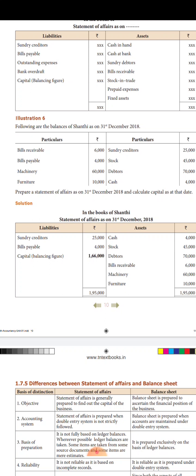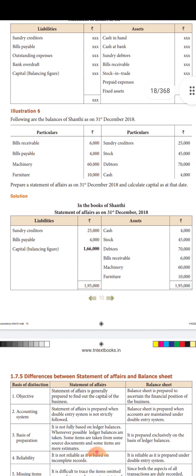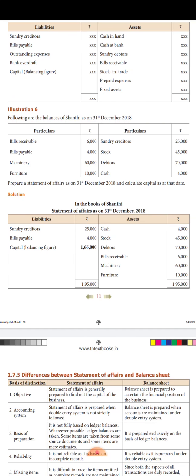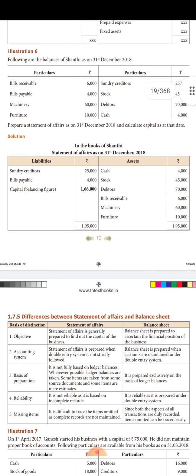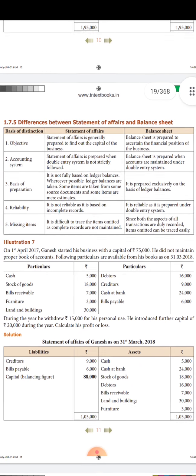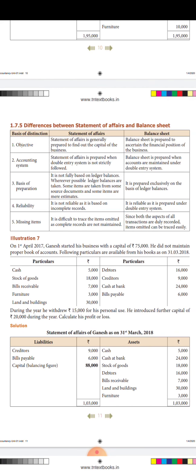See this illustration 6. Following are the balances of Shanti as on 31st December 2018. You have to know where bills receivable will come, which side bills payable will come, which side machinery will come. All those things you have to get conceptual clarity. Then you have to solve this sum. And then this 1.7.5, differences between the statement of affairs and balance sheet, very much important question it is.